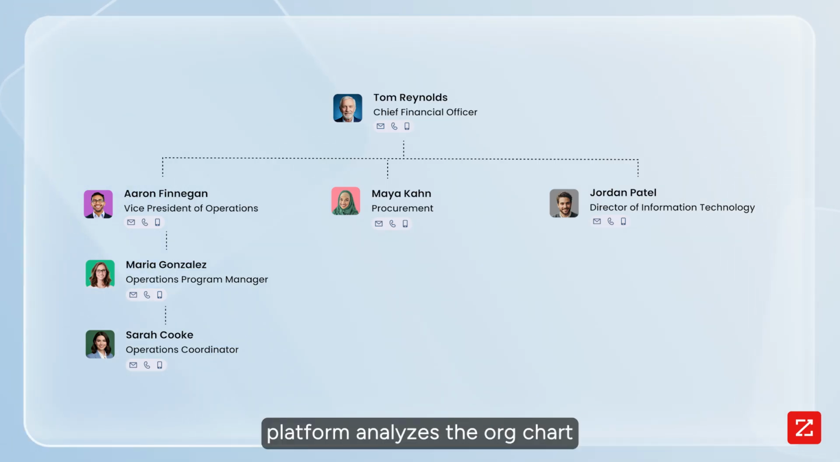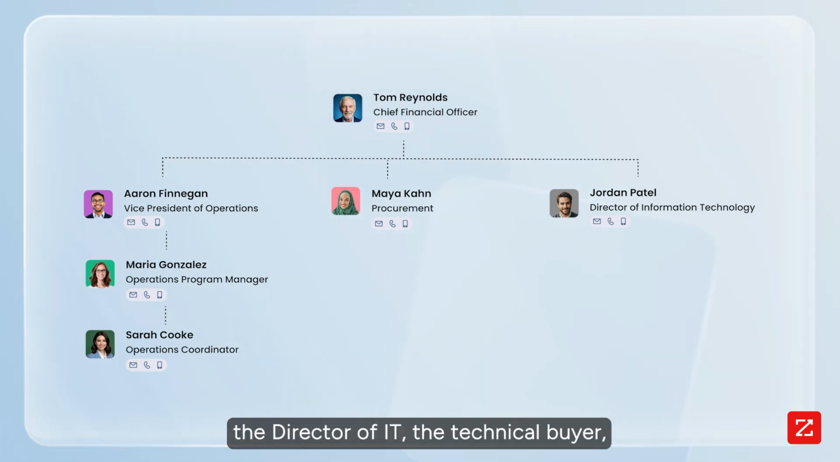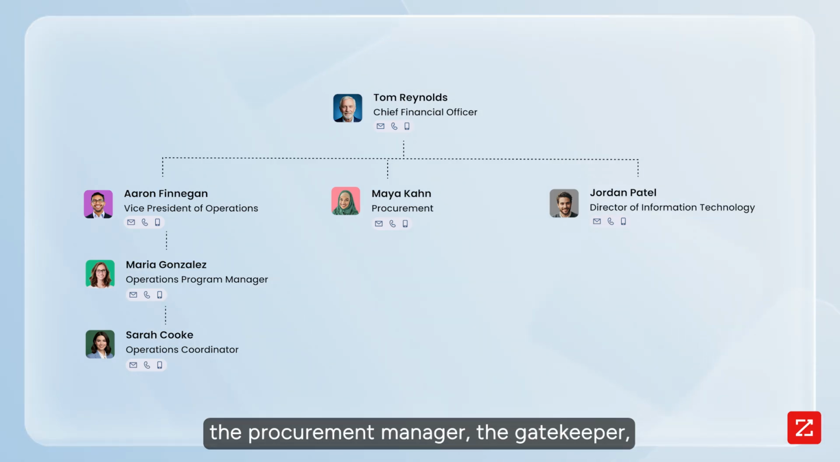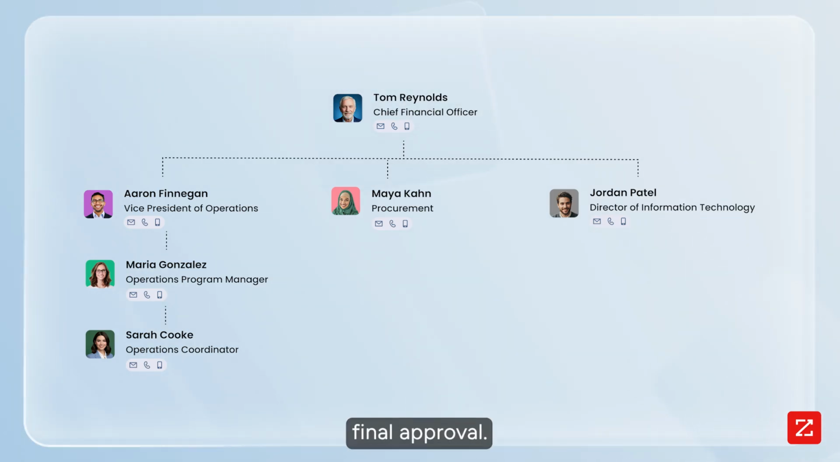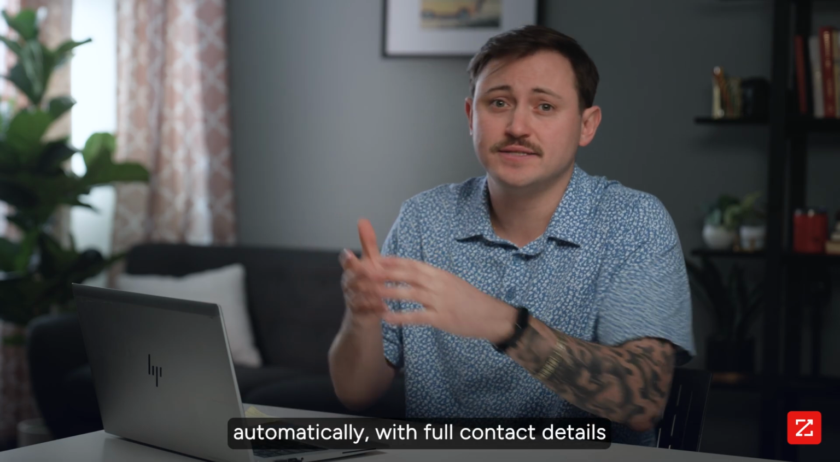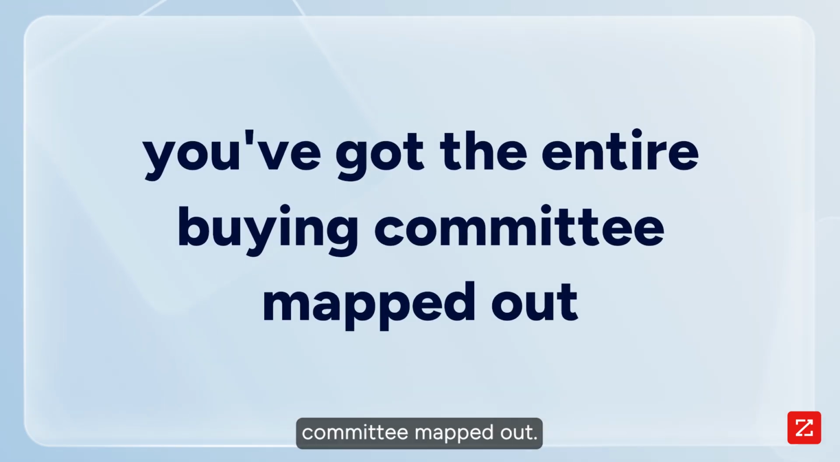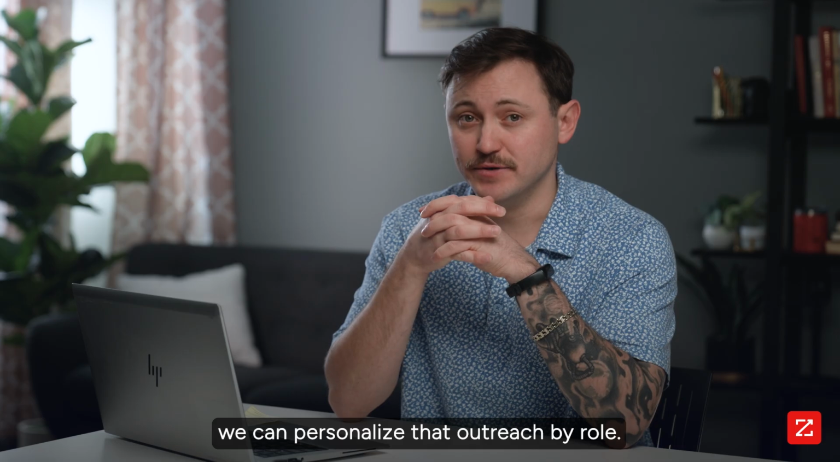Your enrichment platform analyzes the org chart and automatically identifies the VP of operations, the economic buyer, the director of IT, the technical buyer, the procurement manager, the gatekeeper, and the CFO, final approval. All of these profiles get added to your CRM automatically with full contact details and role context. So now instead of one low authority contact, you've got the entire buying committee mapped out. From there, we can personalize that outreach by role.